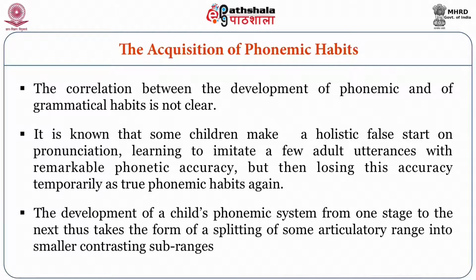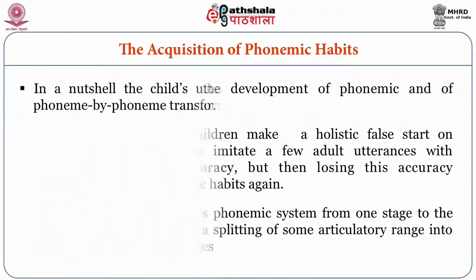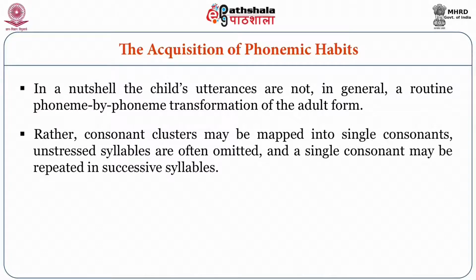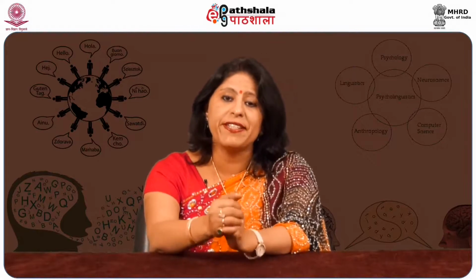The development of a child's phonemic system from one stage to the next thus takes the form of a splitting of some articulatory range into smaller contrasting sub-ranges. In a nutshell, the child's utterances are not in general a routine phoneme by phoneme transformation of the adult form. Rather, consonant clusters may be mapped into single consonants, unstressed syllables are often omitted, and a single consonant may be repeated in successive syllables like ma, ma, ma, ma, pa, pa, pa, pa. These are the usual signs that we hear from a child repeatedly.